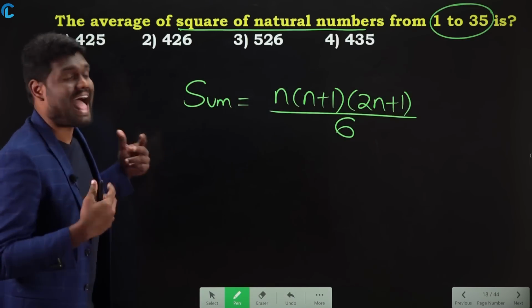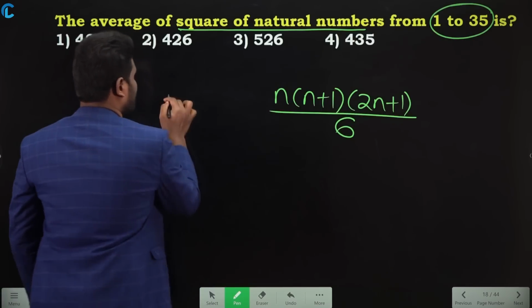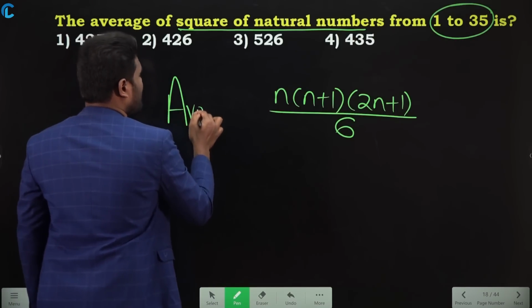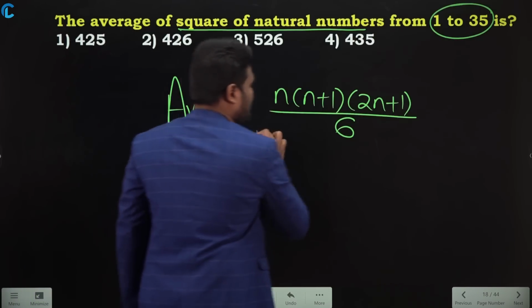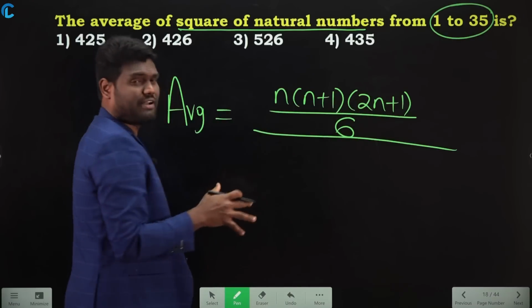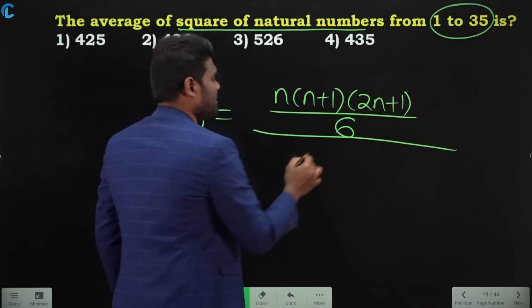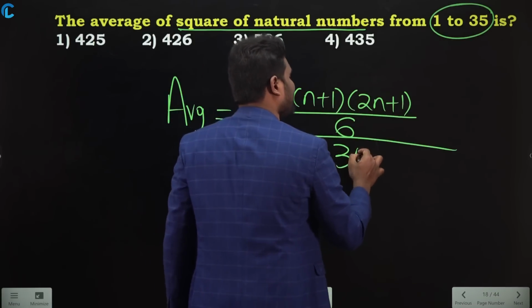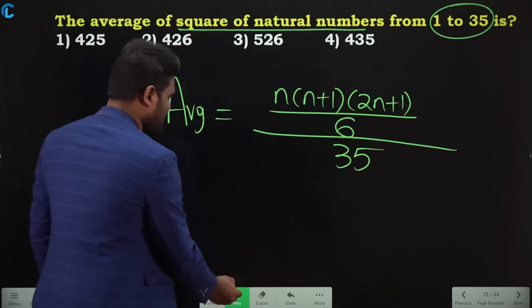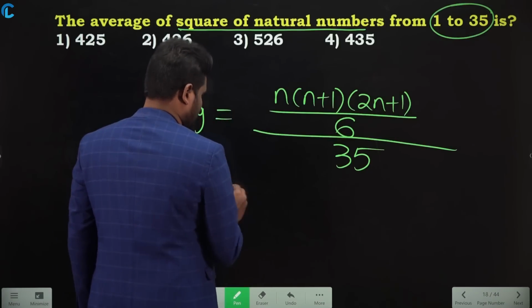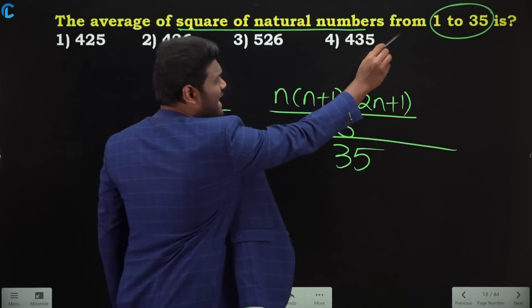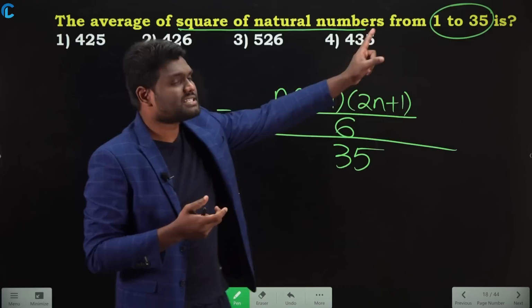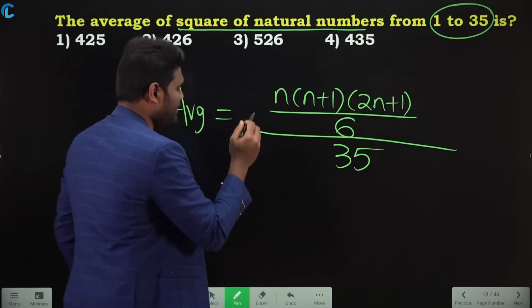But the question is to find the average. So average is nothing but sum of numbers divided by number of numbers. So the sum of numbers is this one. Number of numbers: 1 to 35 means the number of numbers is 35. Okay. Now calculate this. What is the value of n? The n value is nothing but 35. The highest number is the n value. So n value is 35.